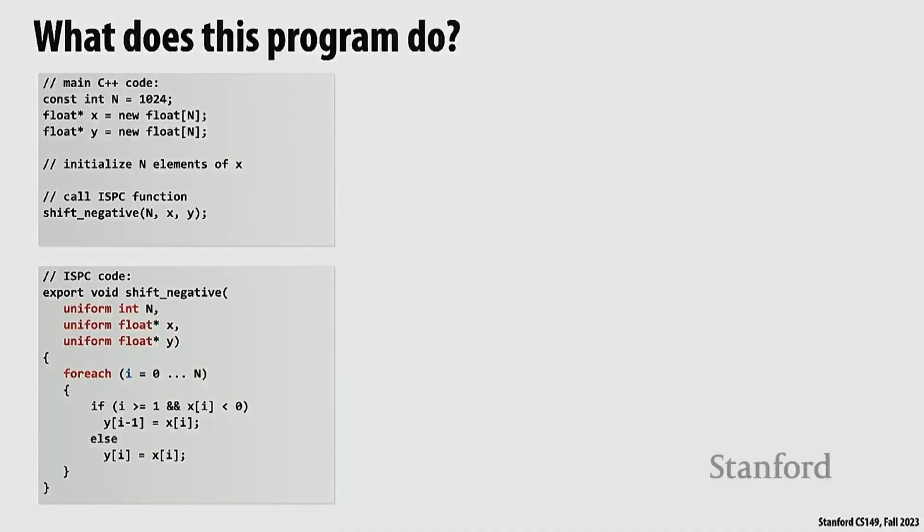But here's an interesting question. What does this program do? This is a little bit more interesting. So as long as you're not the first element of the array, if you're less than 0, what happens? I slide it back. Is this a valid program? People are shaking their head no. This is important. Why is this not a valid program?